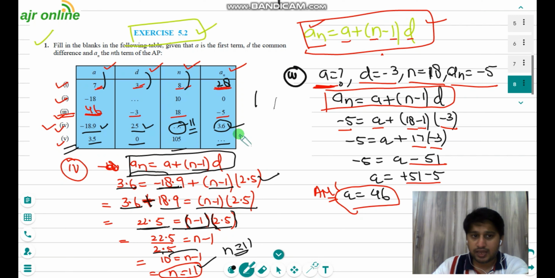You have to find out an. Same as in the first case, we have to find an, and in the last case also we have to find an. It is a very easy question, you can do it on your own.